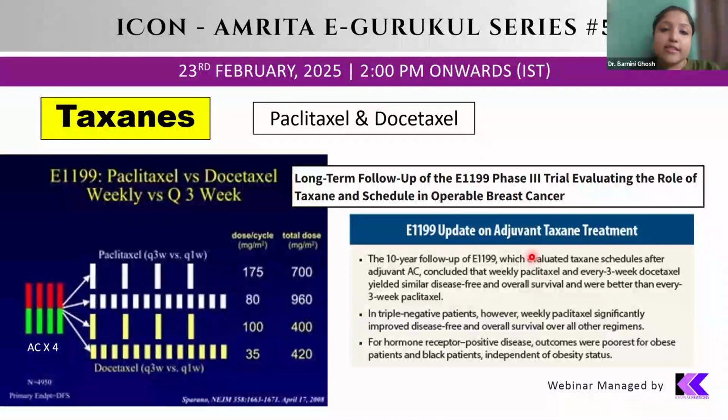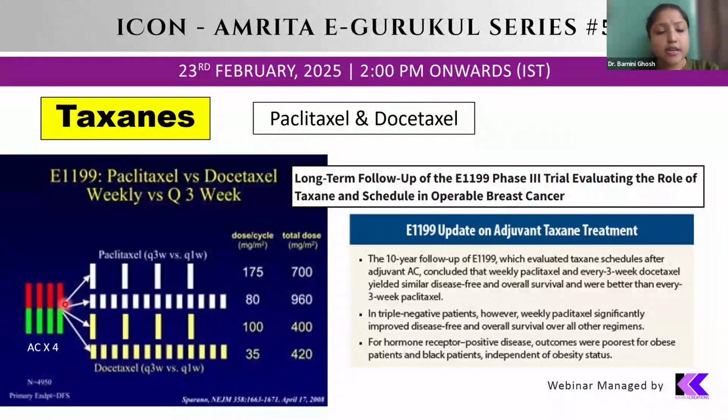So next I'll move on to the taxanes. The two taxanes which are used in breast cancer are paclitaxel and docetaxel. However, I will not discuss these drugs in detail today as they have already been covered in the other systems. So one important trial which I want to discuss here is the E1199 study, which was the 10-year follow-up trial which evaluated taxanes and their schedules in operable breast cancer. It was a phase 3 trial.